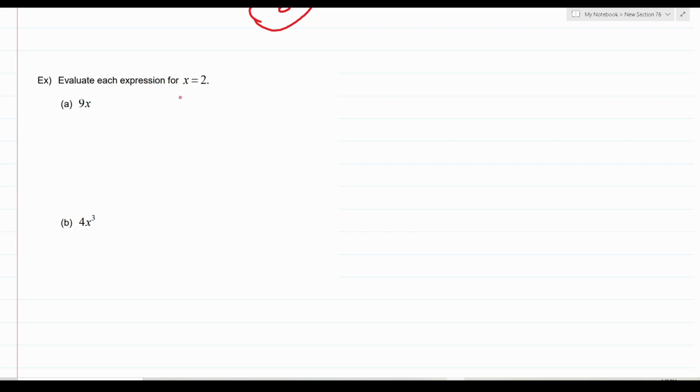For these next 2 examples, it says evaluate the expression for x equals 2. For A here, we have the expression 9x, and we're letting x equal 2. The first thing we do is plug in 2 for x, so this becomes 9 times 2. 9 times 2 is 18.